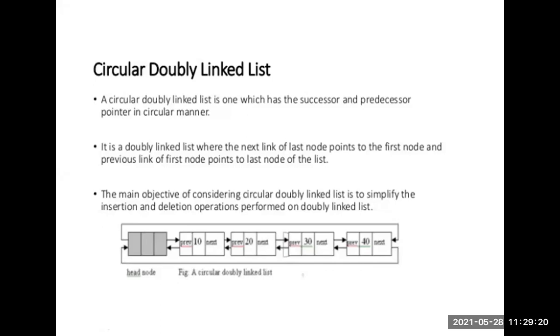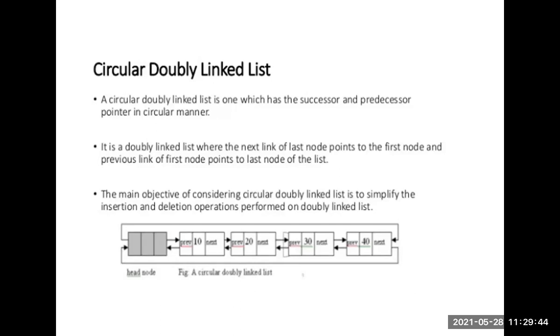So what are the advantages of the circular double linked list? As in a normal double linked list, we can traverse in both directions. Normally, a double linked list gives the address of the first node. We have to traverse till the end to get the address of the last node.